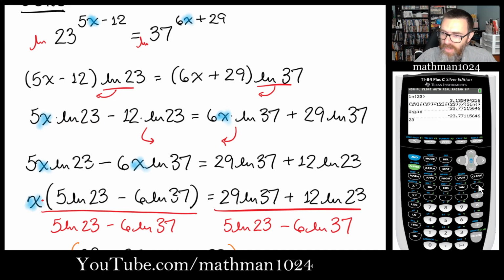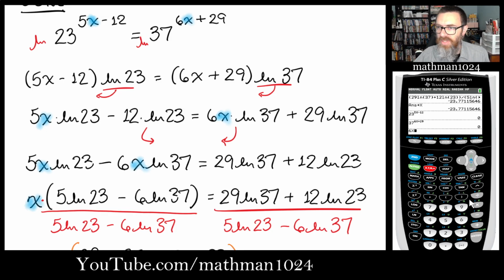All right, so 23 raised to the 5x minus 12. So it is telling us that it's 0. And the reason it's doing that is because it's having trouble handling how small of a number we actually have there. So 37 raised to the 6x plus 29 is probably also going to say 0. It's not actually 0. But again, the calculator is having a hard time displaying something that is going to be that small of a decimal.